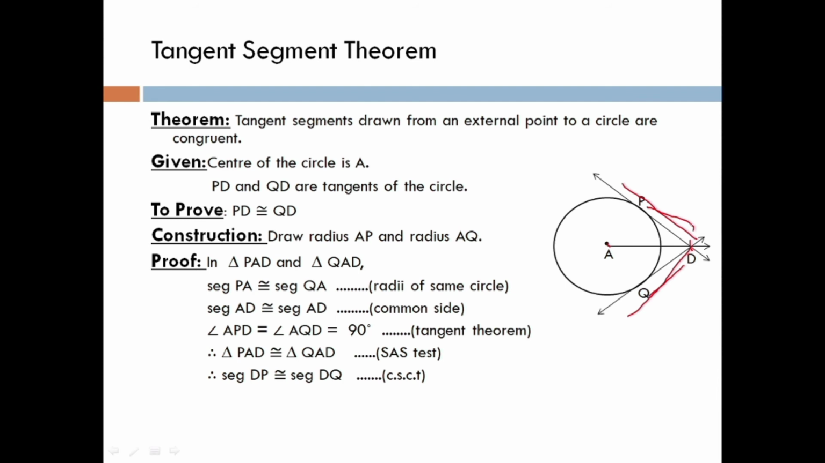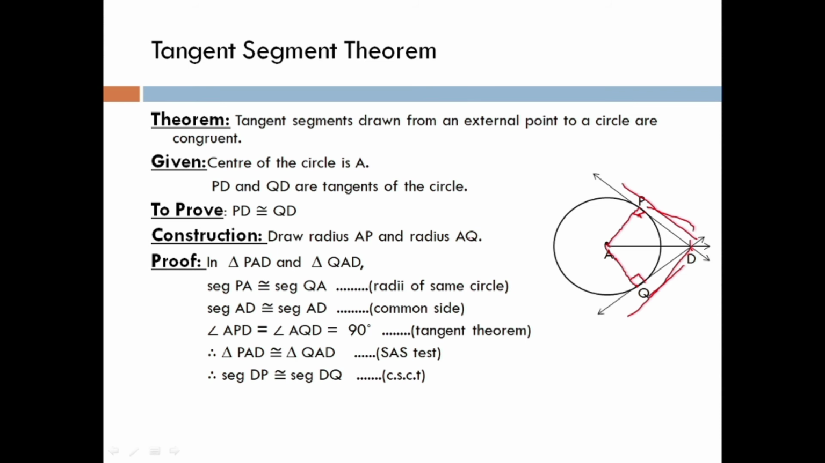For proving this thing, we need to do a small construction. That is, we have to just draw radius AP and AQ. So these two are the radii of the circle. Now if you remember, we just proved something just now, that is, when we draw the radius joining the point of contact, it is perpendicular to the tangent, right? We proved it just now. So this is perpendicular to the tangent.